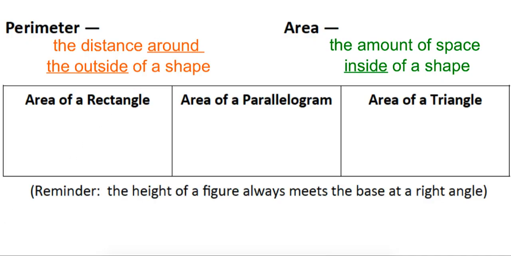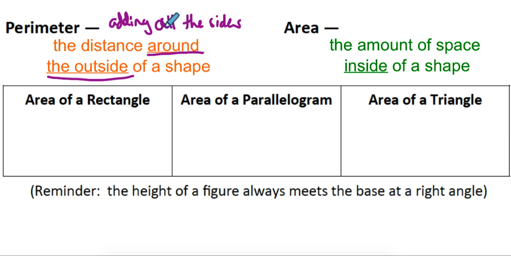So first, a couple of vocabulary pieces for us. First is perimeter. It's the distance around the outside of a shape. So think of pacing our way around. You're adding all the sides together.